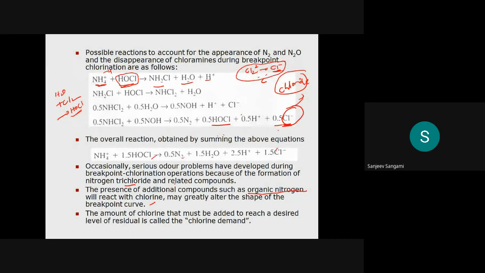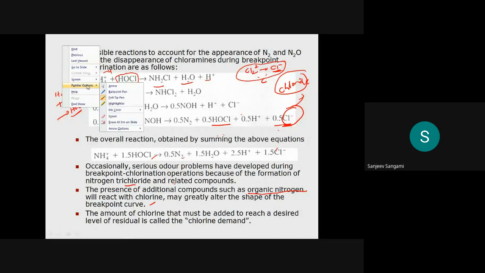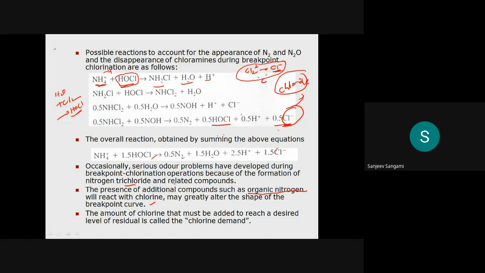The amount of chlorine that must be added to reach the desired level of residual is called chlorine demand. I already explained this. Just assume that chlorine demand is nothing but how much chlorine is required to oxidize, to kill pathogens, plus the residual.